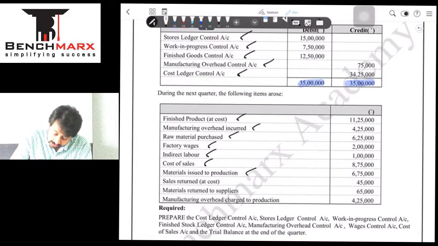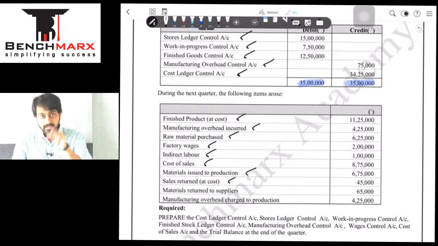Then we have sales returned at cost. This is exactly what we had done in the previous sum as well. So it is FG debit because goods are coming in and these were a part of COS before, which will now be removed. So COS credit one effect and FG debit दूसरा effect. ये अपन ने पहले भी किया हुआ है.